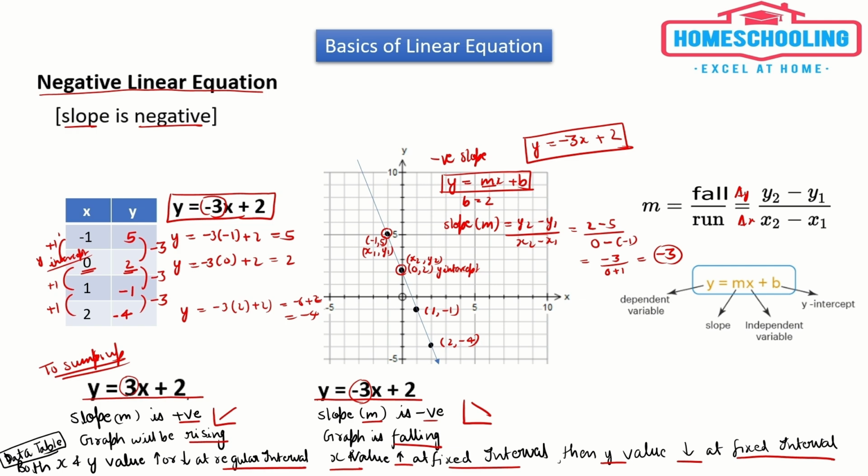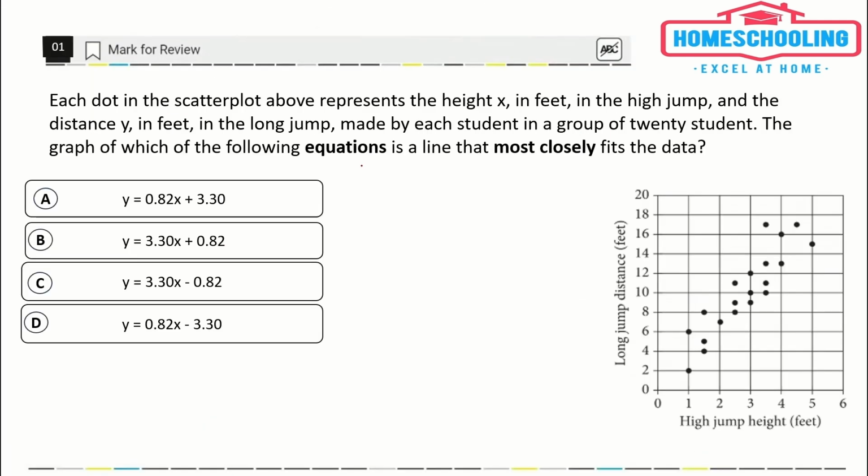Now let's move on to the questions. In question number 1, it says that each dot in the scatter plot above represents the height x in feet in high jump. So this is our x-axis. On the x-axis we have high jump in feet, and on the y-axis we have long jump distance y in feet, made by each student in a group of 20 students. So we have 20 students, and their respective high jump in feet on the x-axis is given, and on the y-axis their long jump distance is given for those 20 students. So these 20 data points are of 20 students.